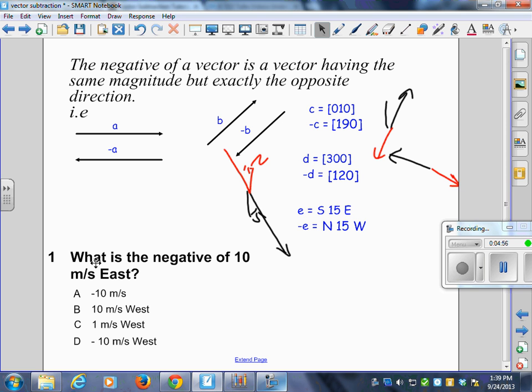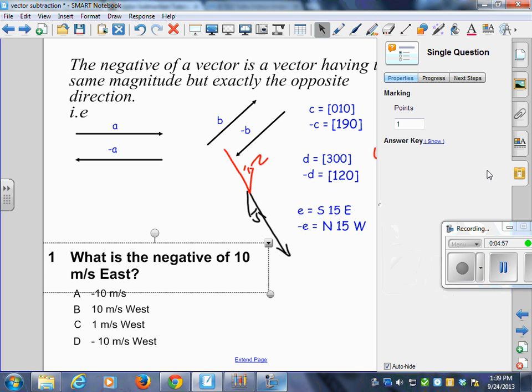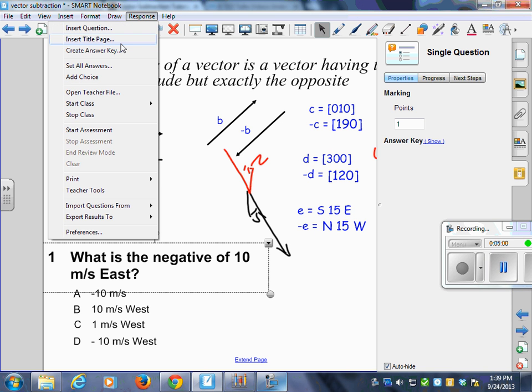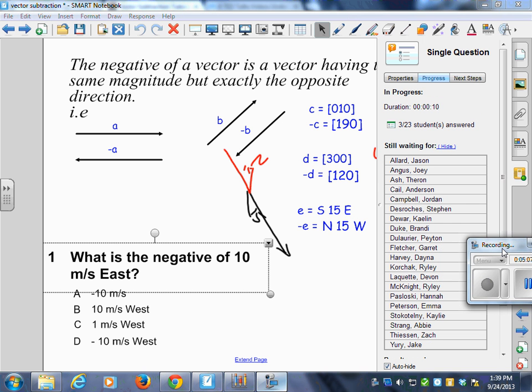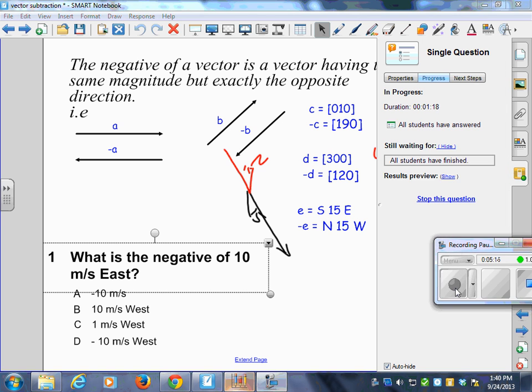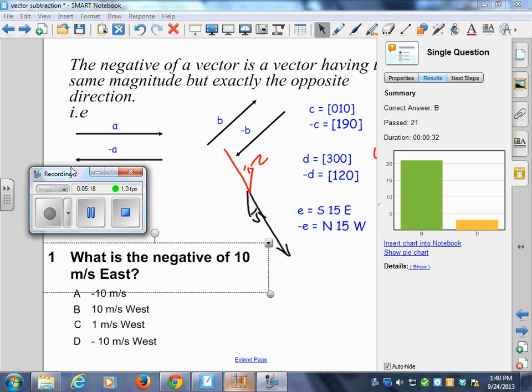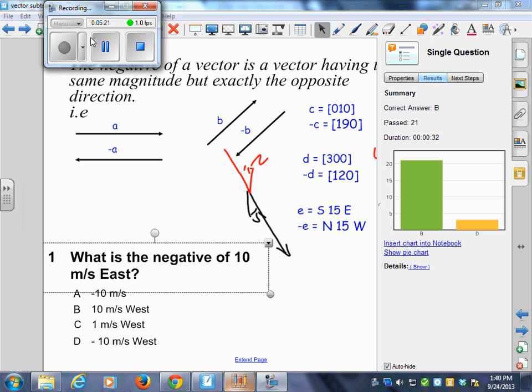Well, let's see how you do on the little quiz here. What's the negative of 10 meters per second east? A, B, C, or D? All right, what's your answer? Correct answer is B. 10 meters per second east, the opposite would be 10 meters per second west. Did I trick you with the minus 10 west? Okay. It's all good. See, most people got that.